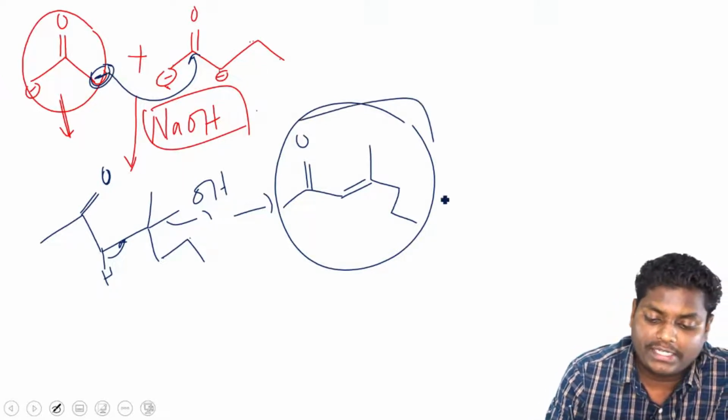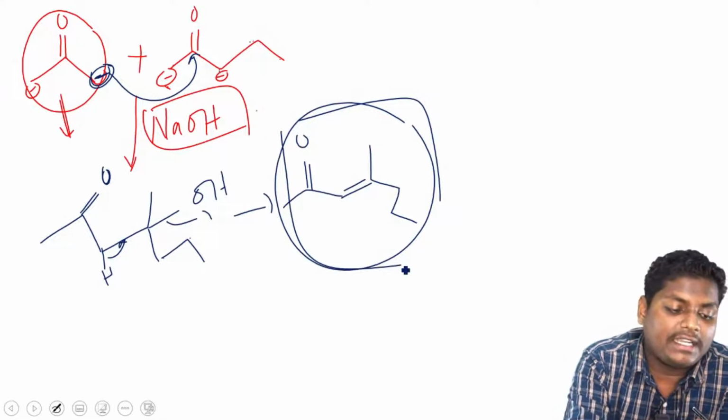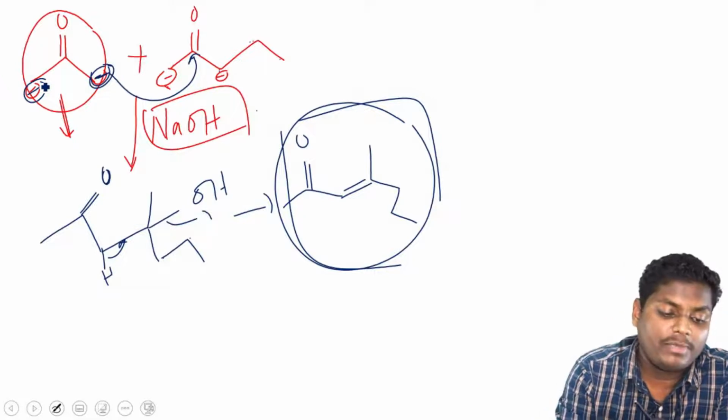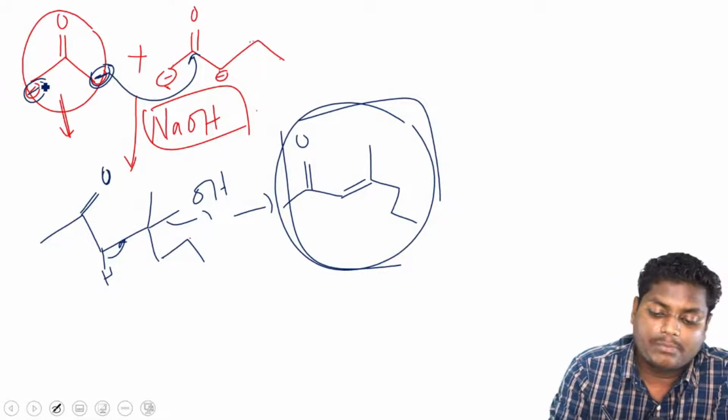Okay, this is the one product we can get. What is the other product that we can get? If we start with this carbanion, since it's a symmetrical molecule, the same molecule will be formed. So from these two carbanions, this is the product that we will get.